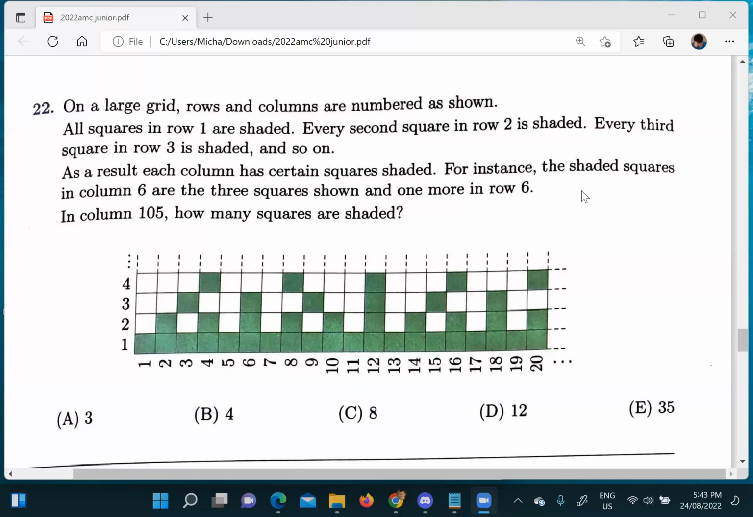Does that make sense? What does it mean for row 4? What is the rule for row 4? Every fourth square is shaded, yeah? What's the rule for row 5? Every fifth. So on row n, it's every nth square that's shaded, right?